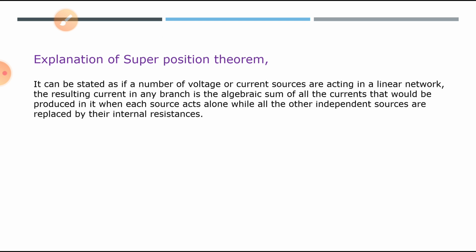Explanation of the superposition theorem. It can be stated as: if a number of voltage and current sources are acting in a linear network, the resultant current in any branch is the algebraic sum of all the currents that would be produced in it when each source acts alone, while all other independent sources are replaced by their internal resistance. Don't panic, you can see it is simple.